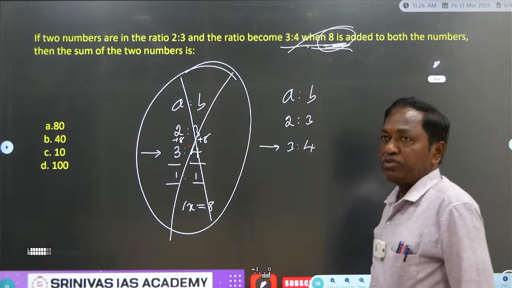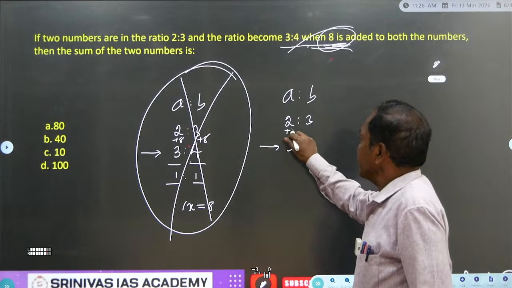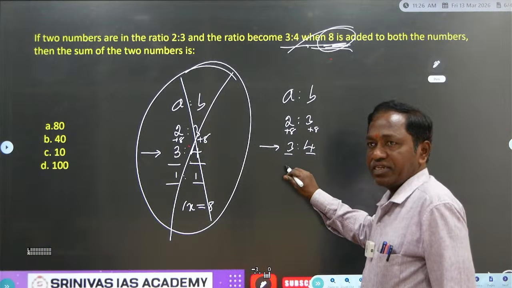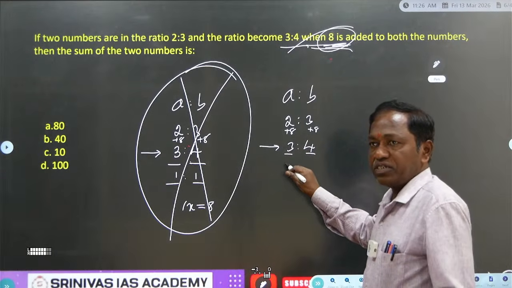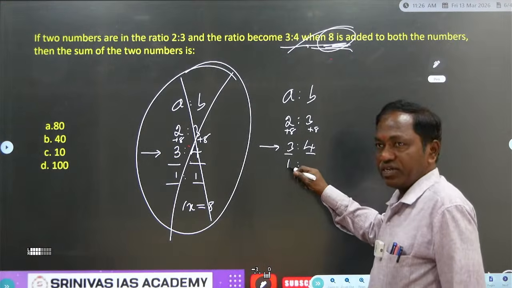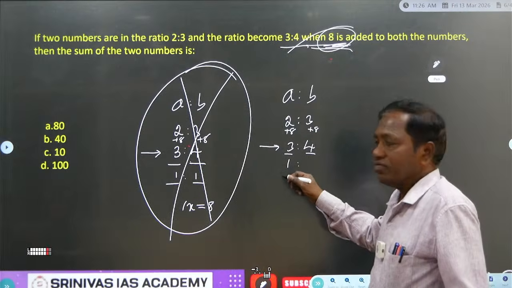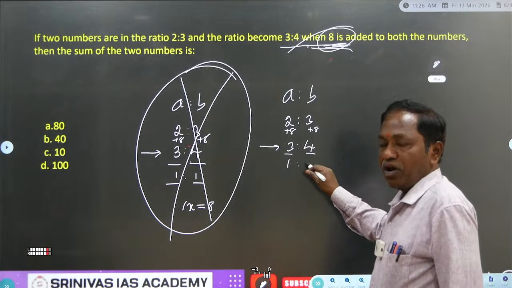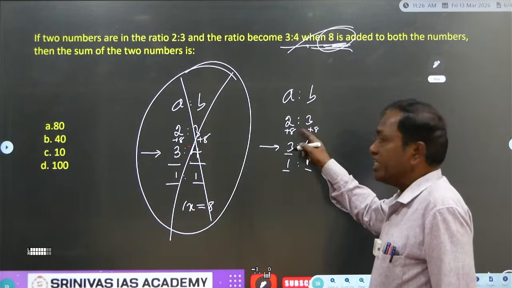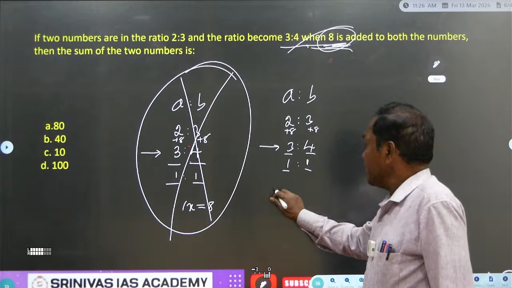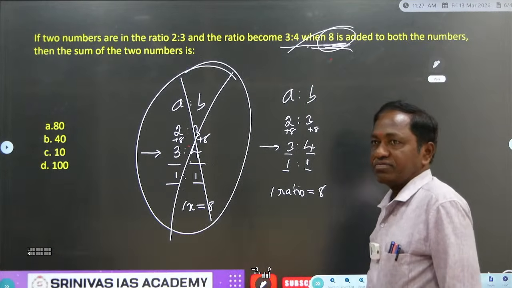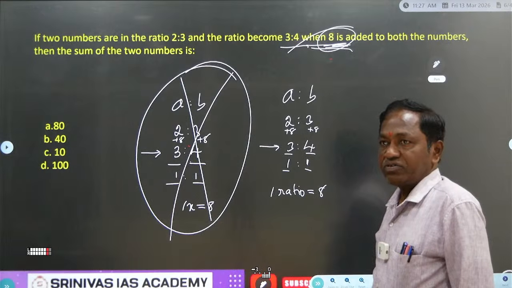When 8 is added to both the numbers, what is the change in the ratio? 2 becomes 3. How many ratios are changed? 1 ratio. The difference is 1. How much is it increased? 1. 3 becomes 4. How much is it increased? 1. But this 1 is increased for both the numbers when 8 is added to both the numbers. Then 1 ratio is equal to 8.